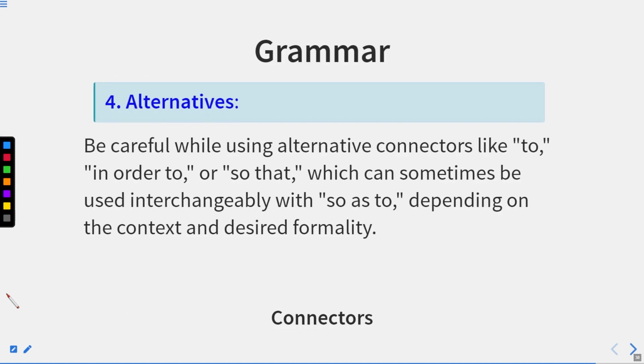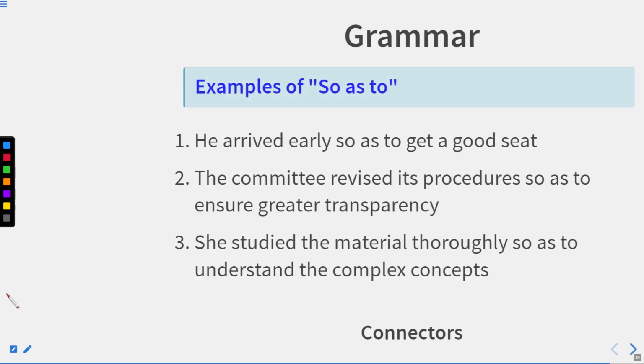Alternatives. Be careful while using alternative connectors like to, in order to, so that, which can sometimes be used interchangeably with so as to, depending on the context and desired formality. Now you can say any of these alternatives, but the main thing is the entire structure. For example, if I'm using so as to, it should not be mixed with so that. Suppose I write so that to, that will be incorrect. So be very careful while using these alternatives.